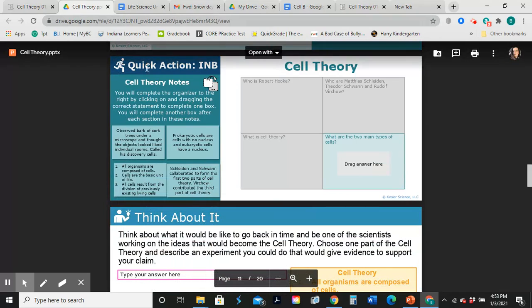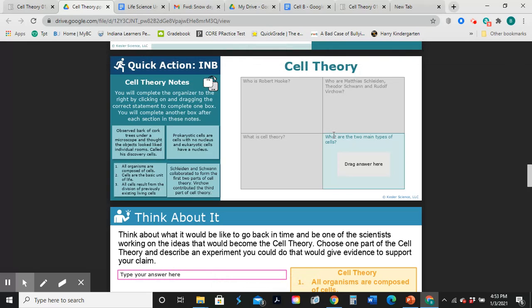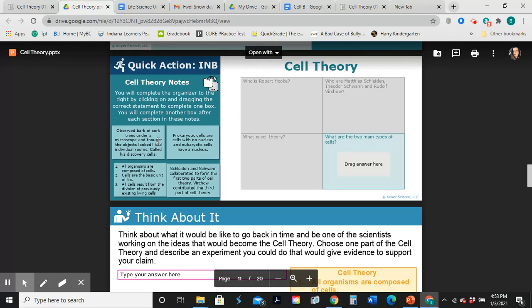Now for our quick action, you're going to tell me who is Robert Hooke, what is the cell theory, who are Matthias Schleiden and Theodor Schwann and Rudolf Virchow, and what are the 2 main types of cells? You're going to drag and drop your answers here.